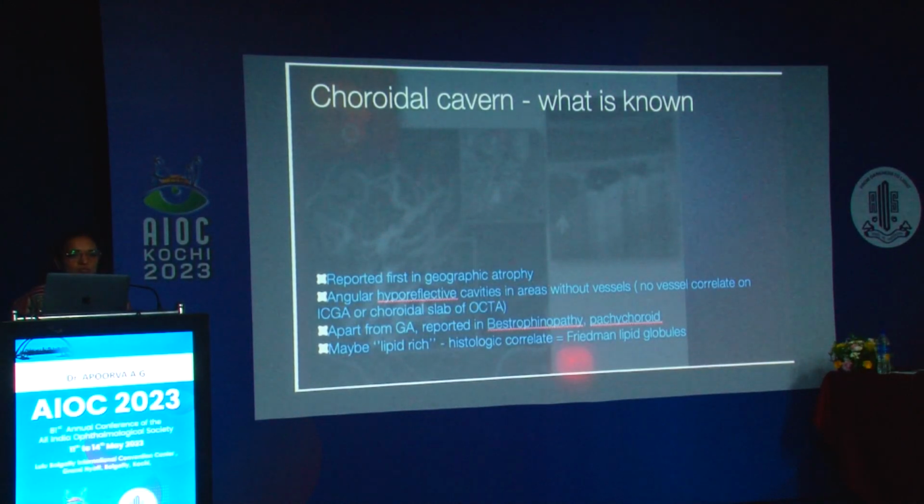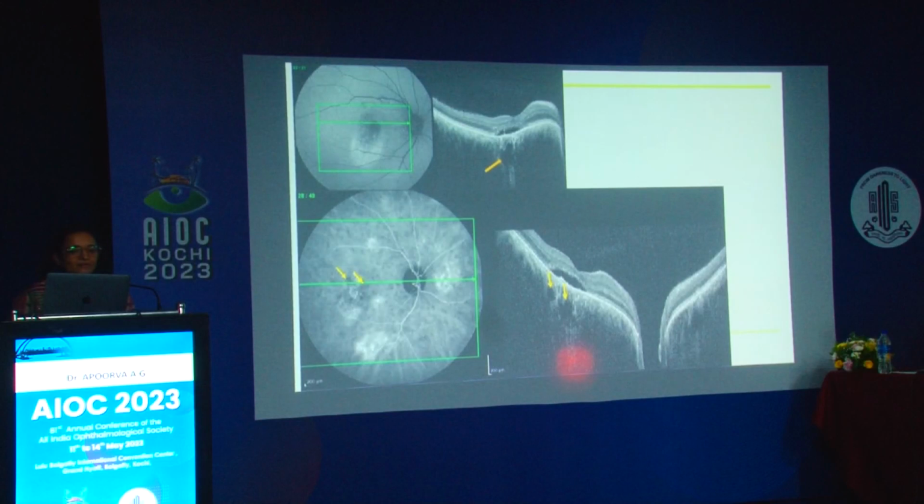Choroidal cavern, what is known is that it was first described in geographic atrophy. These are angular, hyporeflective. They can be seen in bestrophinopathy and pachychoroid. So this is a cavern which is polygonal, completely hyporeflective inside. This is one of my cases.